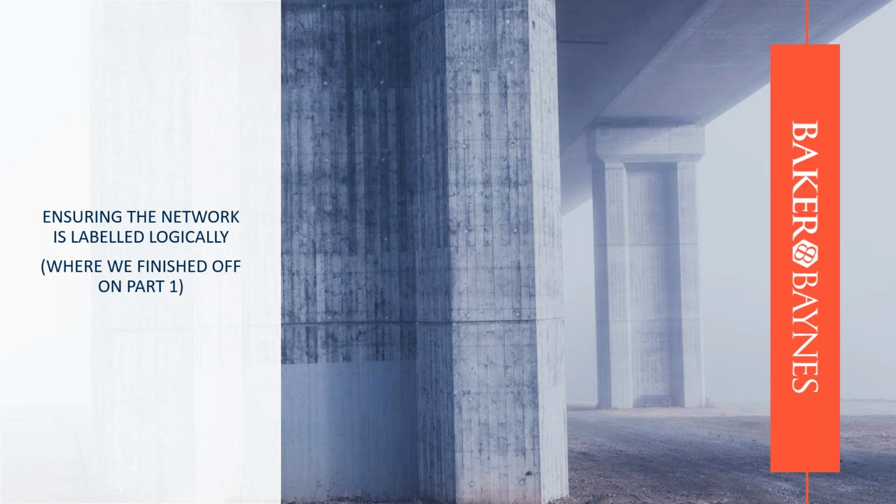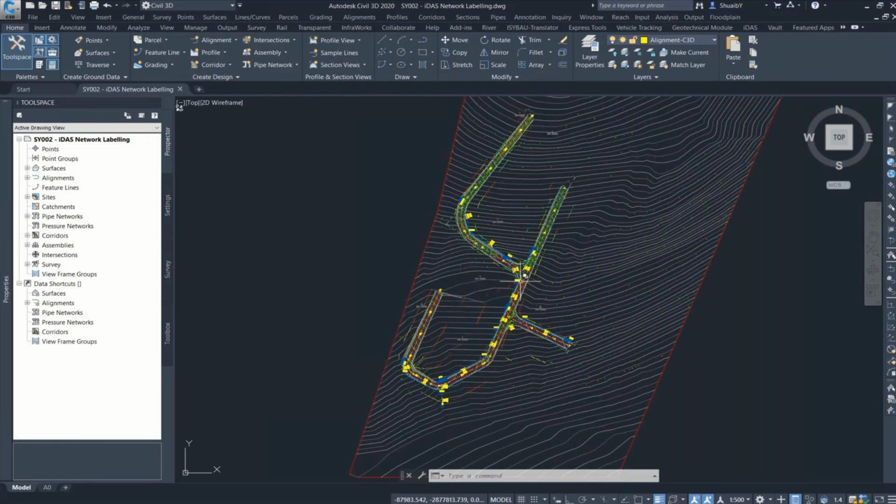So you can leave it in a non-sequential order. It will still be correct as long as it's on your drawing. But a lot of clients or consultants prefer to be in a systematic labeling convention. So let's have a look in Civil 3D what we got here.